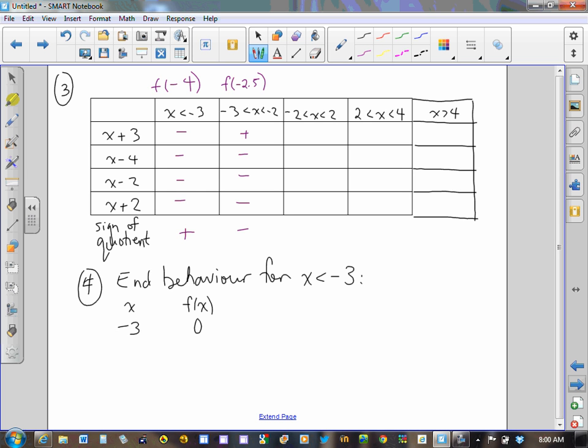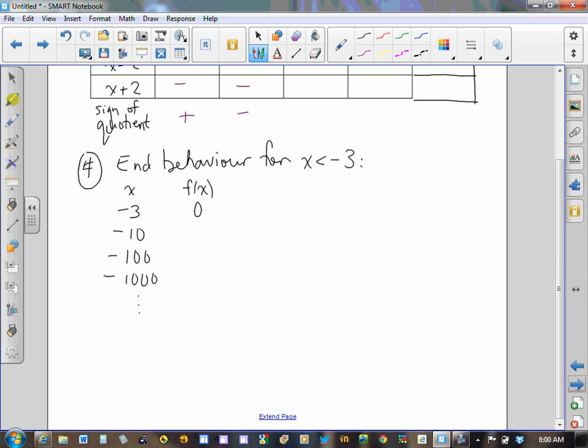If we test other values, I'm just going to work with powers of 10, say -10, -100, -1,000, and we'll just keep on going to some infinitely large negative value. Let's see what happens to the y values of the function. So for instance, over here, if I were just to use this as a scratch pad, well, let's determine the value of f at -10. So if we substitute that back into the factored form of the equation and evaluate, we'll have our y value.